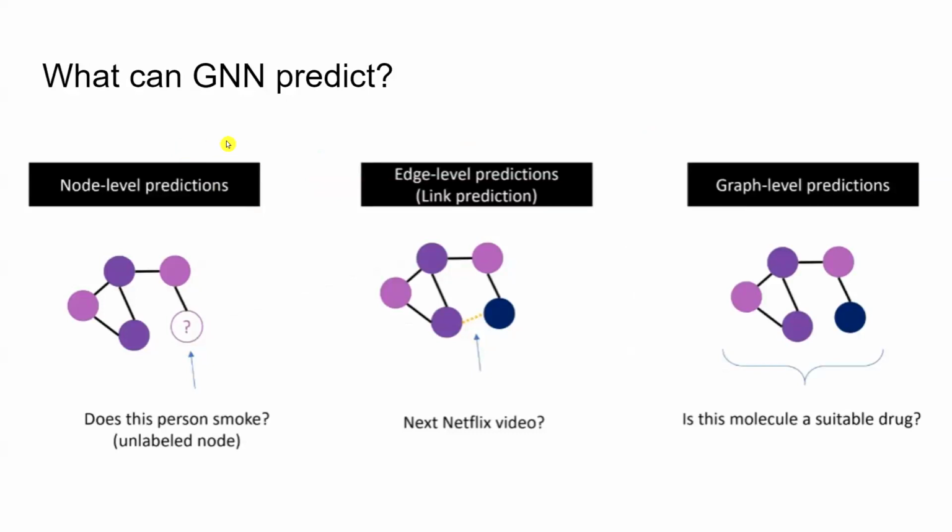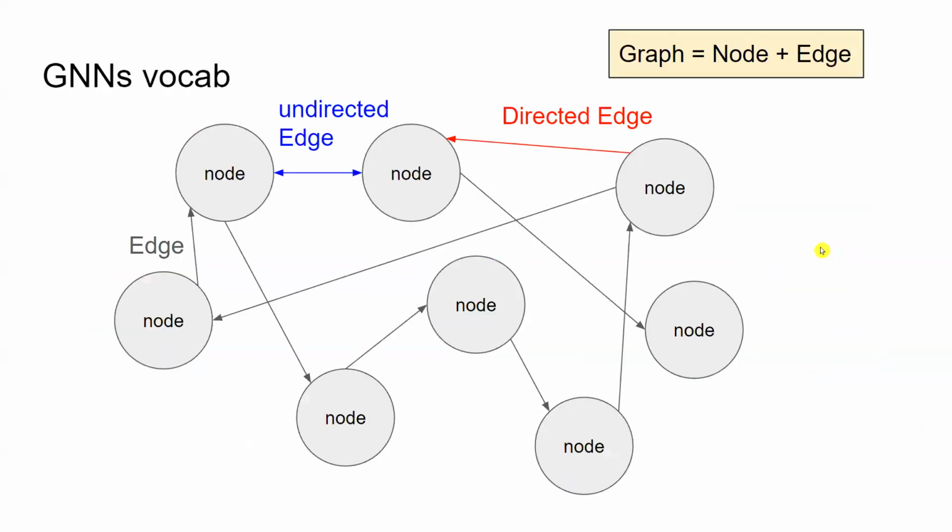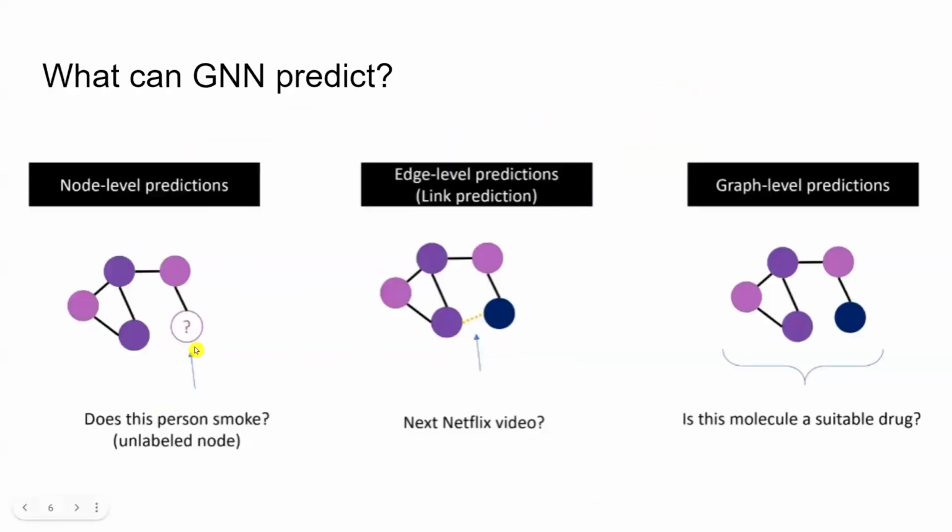So what can graph neural networks predict? Based on the vocabulary we know, we can predict the node. So you have all the nodes and you have a new node, and you want to predict what this node is about. You can also predict the edge of the graph. And the last one is the whole graph level. So you can see you have node, edge, and graph. Same here, you can predict the node, you can predict the edge, and you can predict the whole graph.